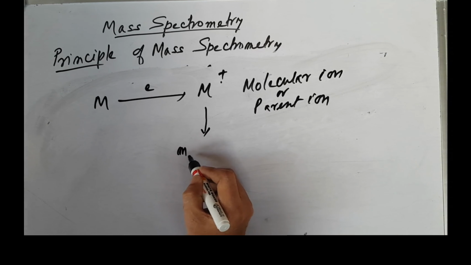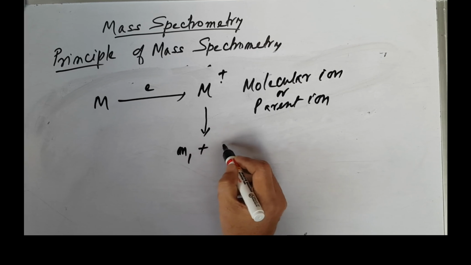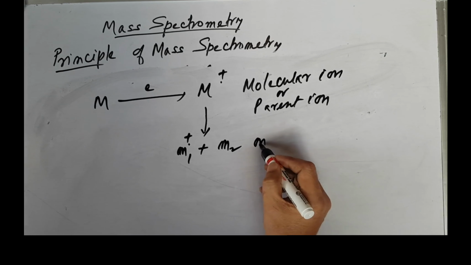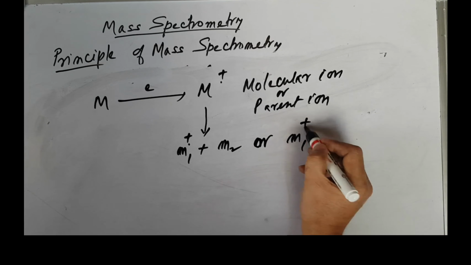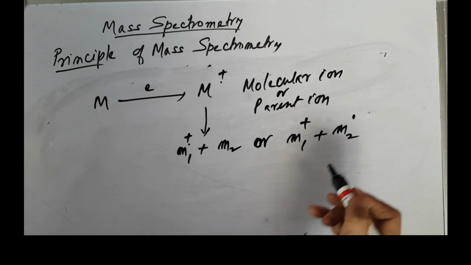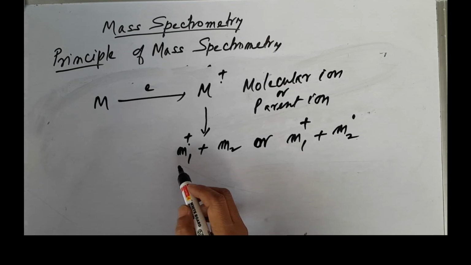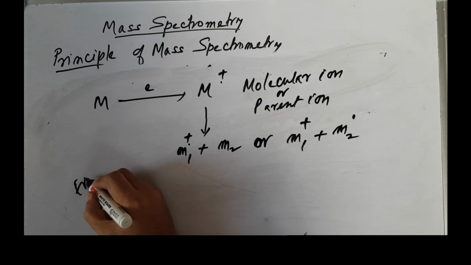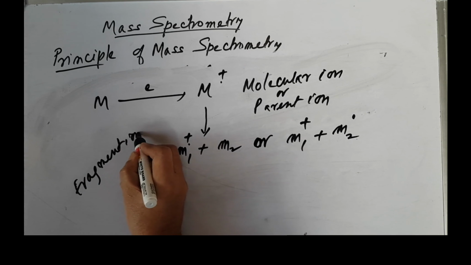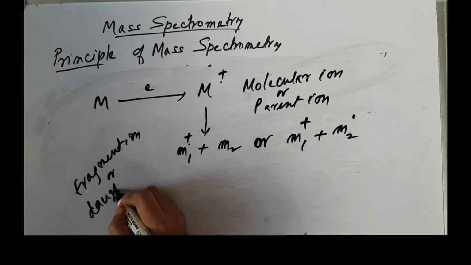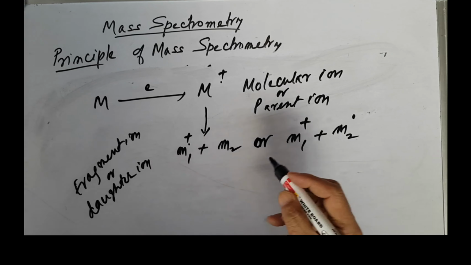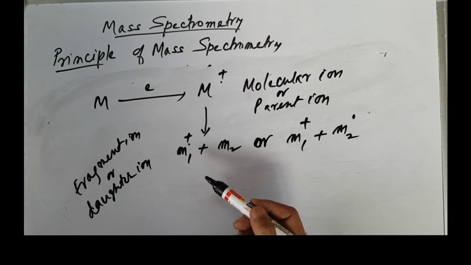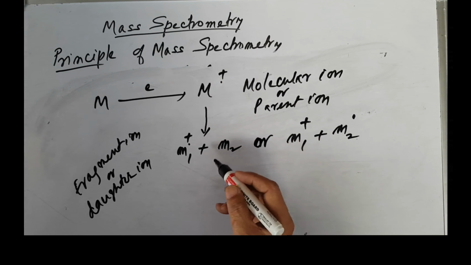So it can give, let's say, M1 positive charge, a cation radical, plus M2, another neutral molecule, or you can have M1 positive charge plus M2 radical. So you can decompose like this. These are known as fragment ions, or you can say daughter ions. So the neutral molecule bombarded with energy gives the molecular ion, and this molecular ion can undergo further fragmentation by the electron energy.